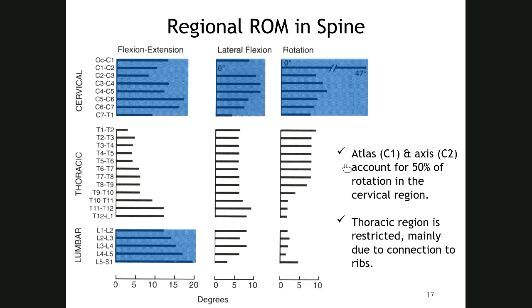The thoracic region is really restricted because obviously it's attached to the region above it and the region below it. So it just goes along with the rest of the spine. It also has a connection to the ribs, which limits and restricts the motion as well. So I don't need you to remember this chart. I just need you to know the bullet points that are on the side. I'm not going to be asking percentages of the range of motion in each of the segments of the spine.